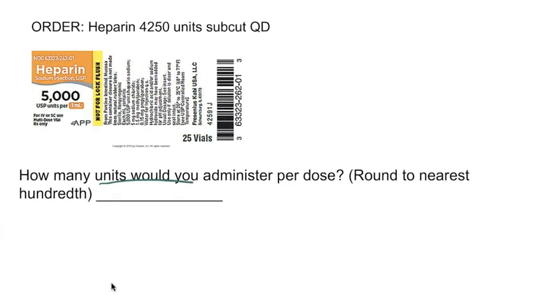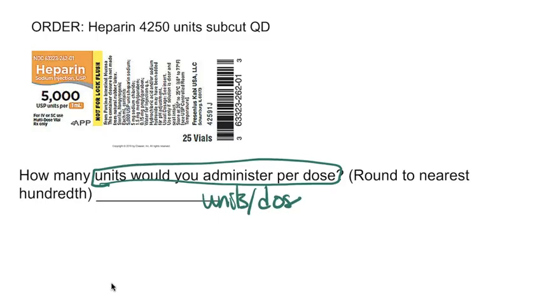How many units will you administer per dose? Units per dose. All right. Well, that's a pretty easy question to answer. I want 4,250 units per dose sub Q. And that's it. So there's no math in here. It's just asking how many units I would give per dose, and this is how many units it is. So it's kind of tricky here, 4,250.